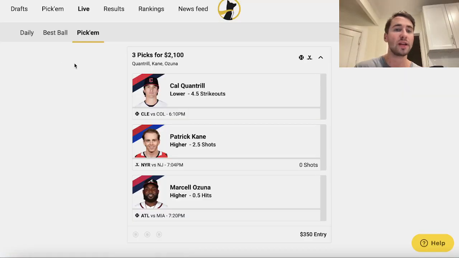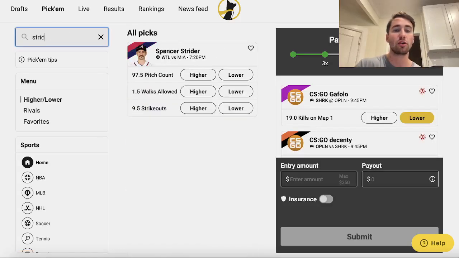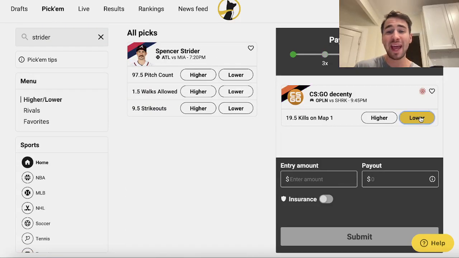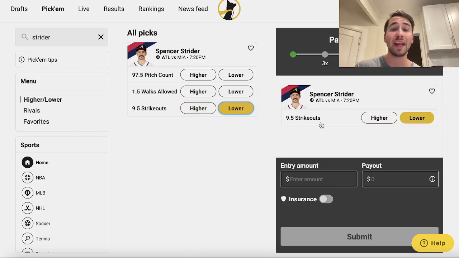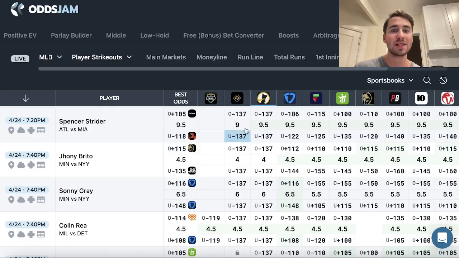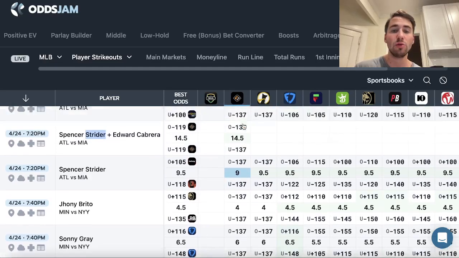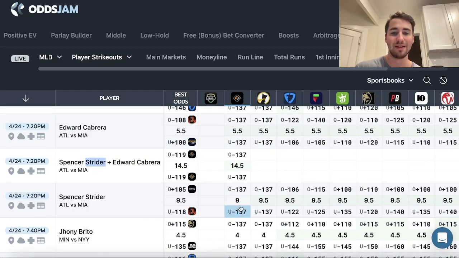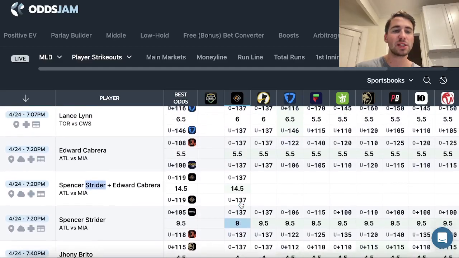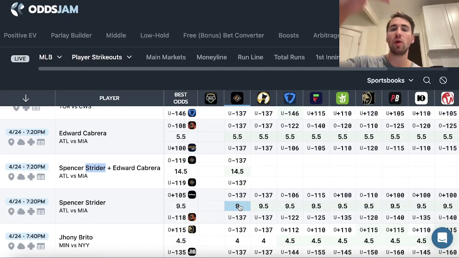Right? You're also going to notice Underdog Fantasy, which is a direct competitor to PrizePicks. They have Strider's line at over/under 9.5 strikeouts. PrizePicks is the discrepancy. Their line is too low, right? They have him at 9. So PrizePicks is too low relative to the market, so we want to take the over.